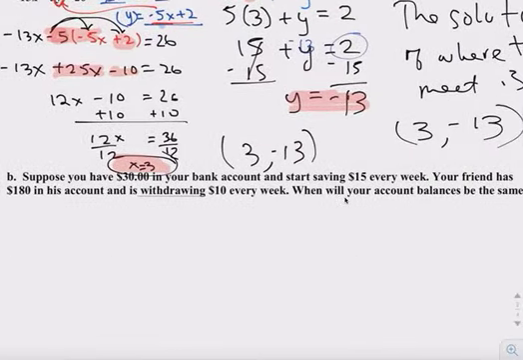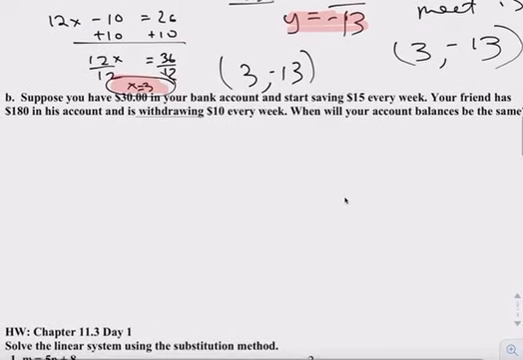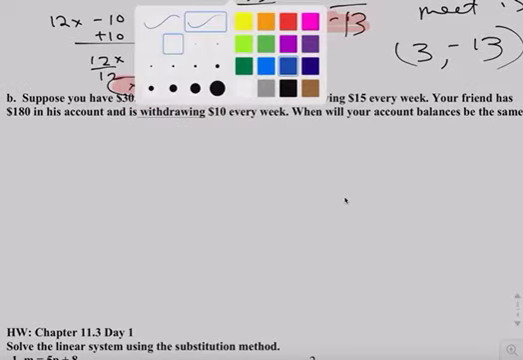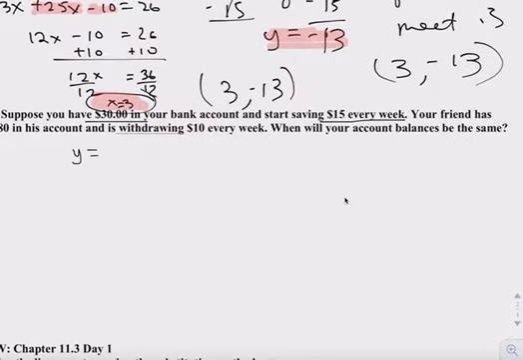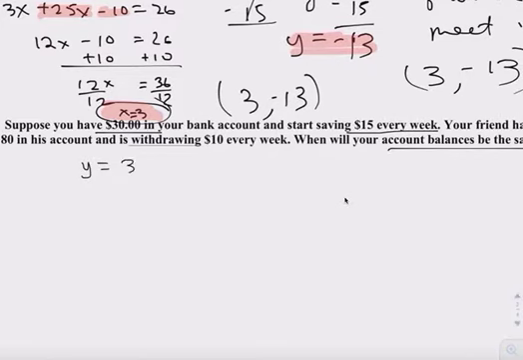Okay, here's the word problem that I did not get to. Suppose you have $30 in your bank account and start saving $15 each week. Okay, so that's an equation. Y equals, what will your account be? When will your account balance be the same? So the equation: Y equals $30 plus $15 per week, X.